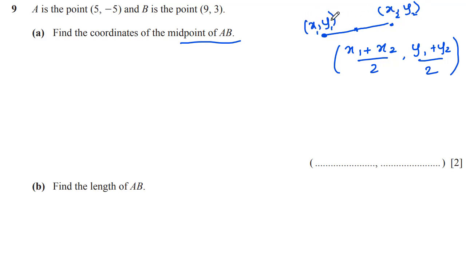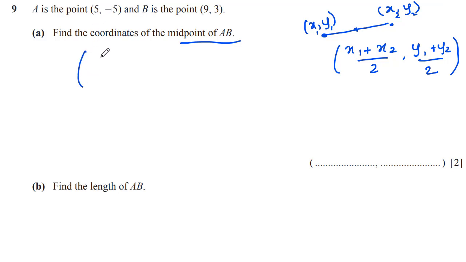What is the logic? You are adding the x coordinate values and dividing by 2. You're averaging from here to here. What is the distance divided by 2? That will give you the midpoint. In the same way, you're adding the y coordinates, adding the vertical distance and dividing it by 2. So we'll proceed with this.